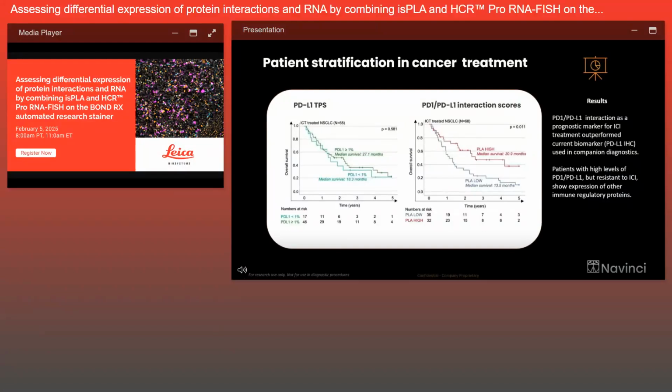So this highlights how we might need to look beyond just protein expression. As I mentioned, this was compared to just PD-L1 IHC, and how we can improve our biomarkers going forward with regard to patient treatments and outcomes.